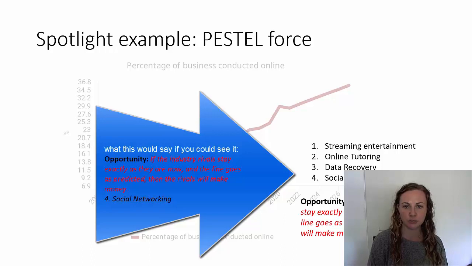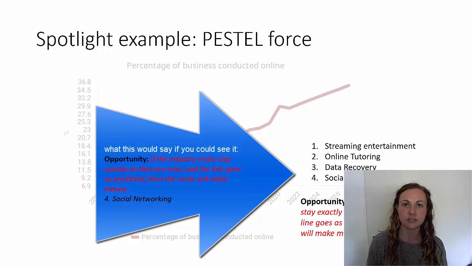They're going to interpret this line as an opportunity to make money because if they stay exactly as they are and we keep doing business online, then more and more advertising money is coming their way. More and more users are coming their way. And so the opportunity is there for them to make more money, even if they do nothing to change at all. And of course, all of them will. Nobody will get frozen in time. But that's what an opportunity is.